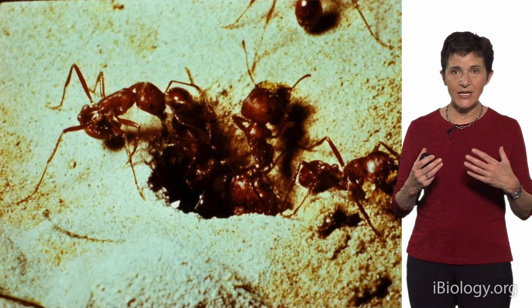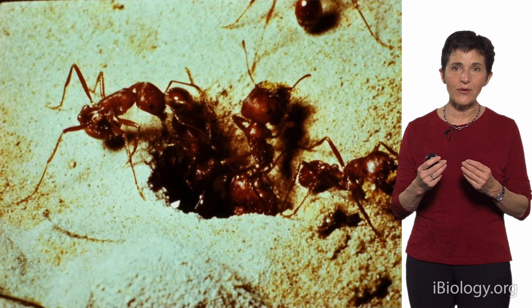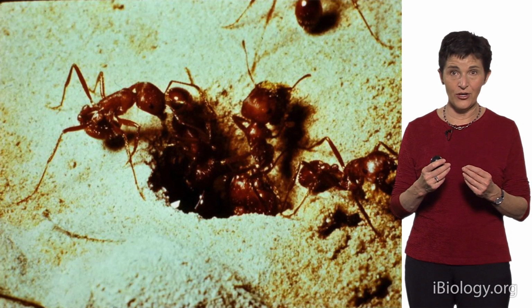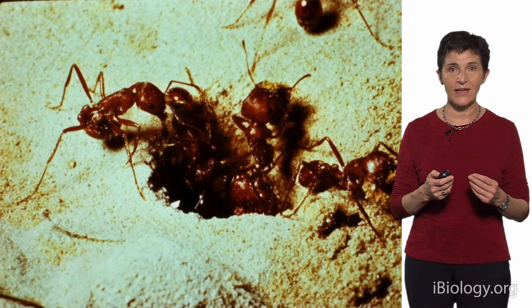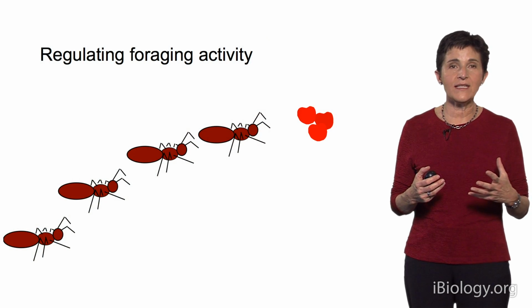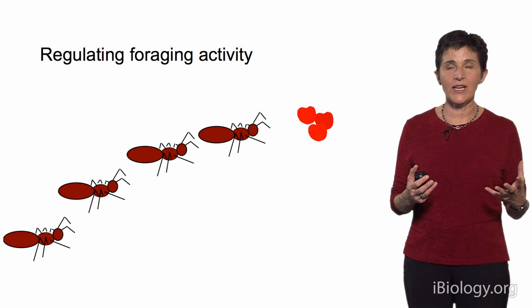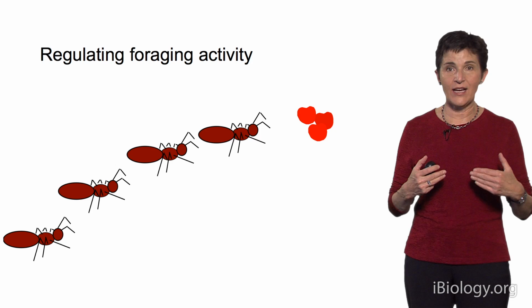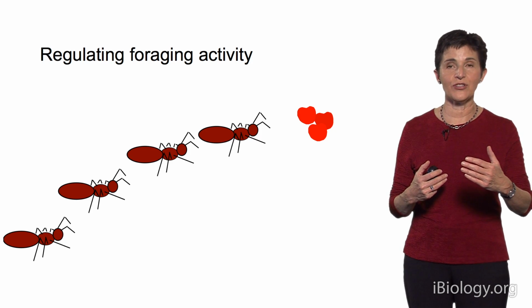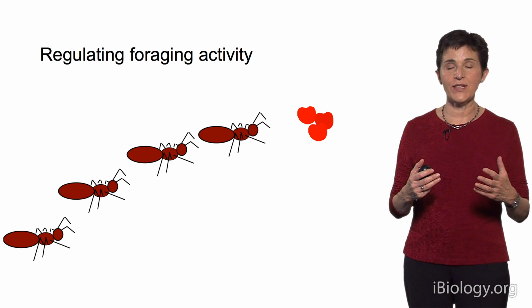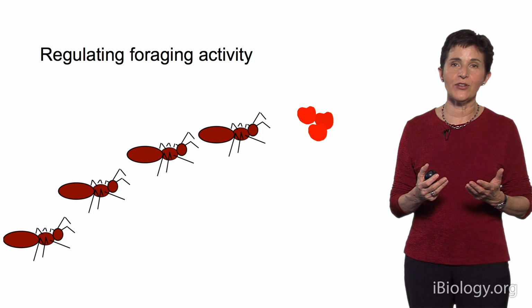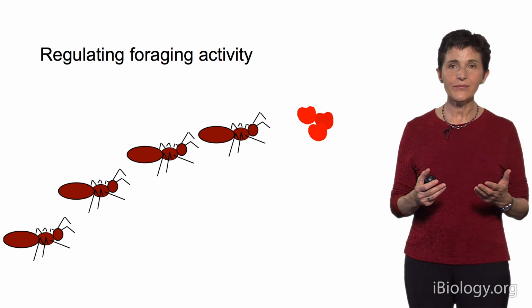So the colony manages this trade-off through a network of interactions among foragers as they come in and out of the nest. So the question is, how does a colony regulate its foraging activity? How does an ant decide, okay, it's time to go out and search? What gets the foragers out? What regulates how many foragers are out right now?